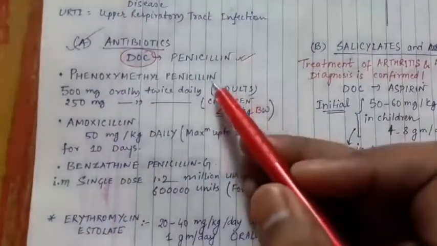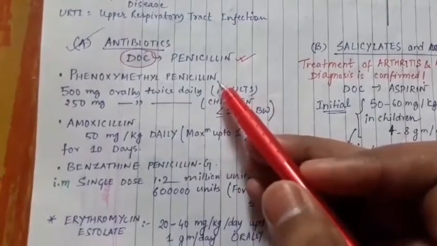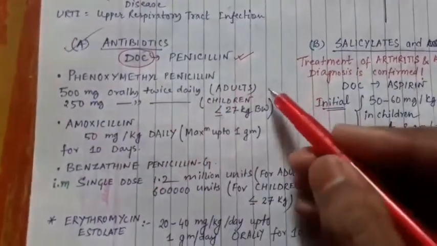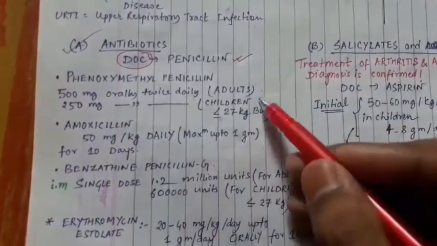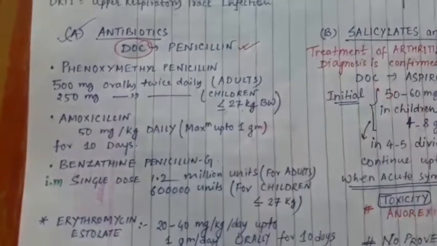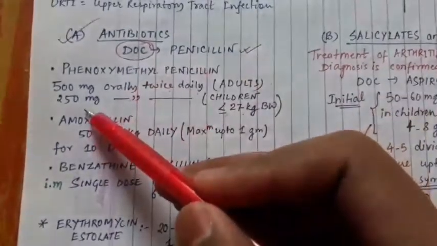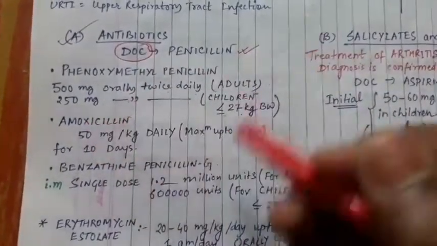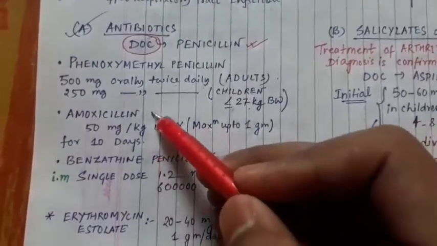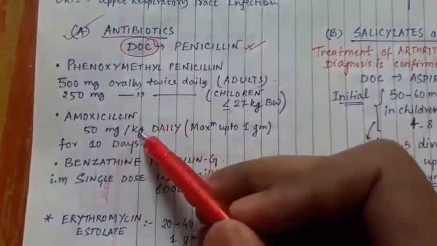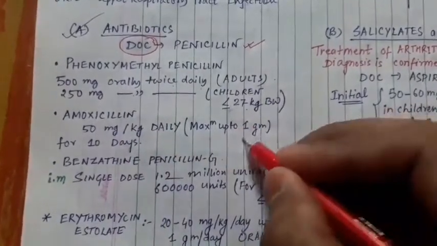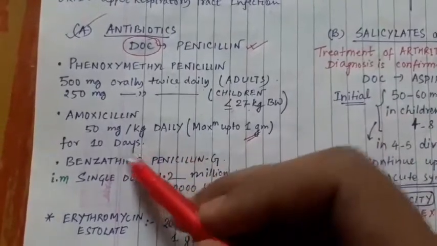First is phenoxymethyl penicillin. The dose is 500 mg oral twice daily for adults, but in children with body weight less than or equal to 27 kg, the dose is 250 mg oral twice daily. Second is amoxicillin. The dose is 50 mg per kg of body weight daily, with a maximum of 1 gram, for 10 days.